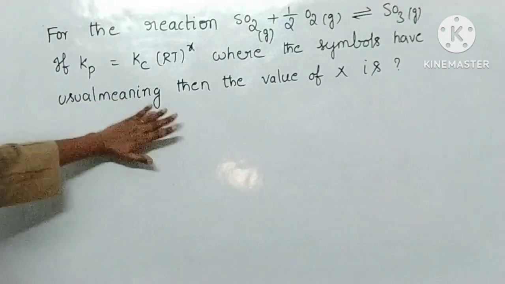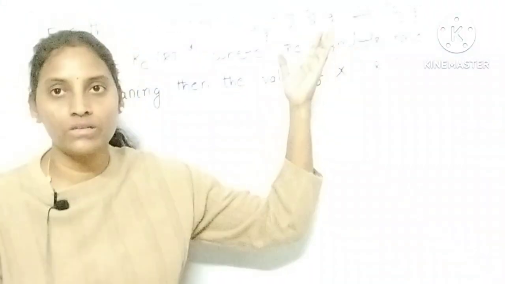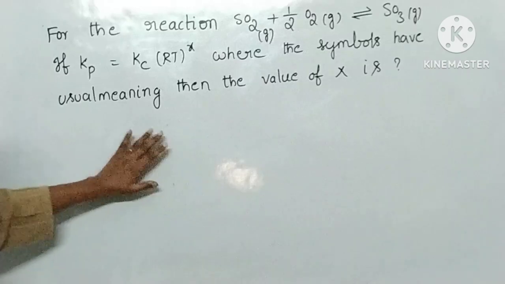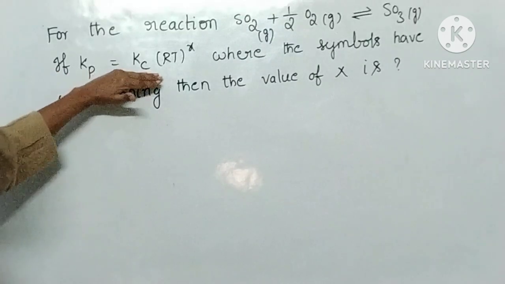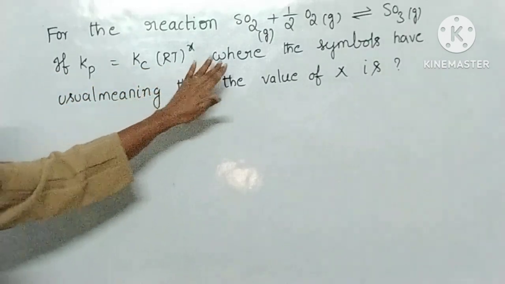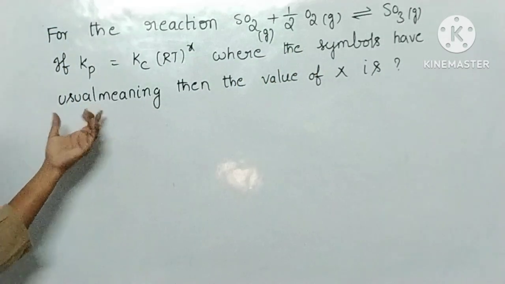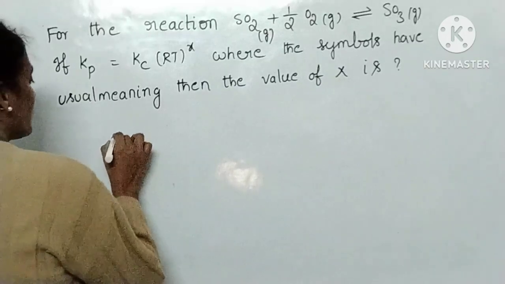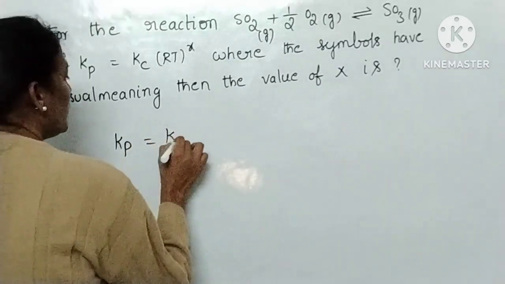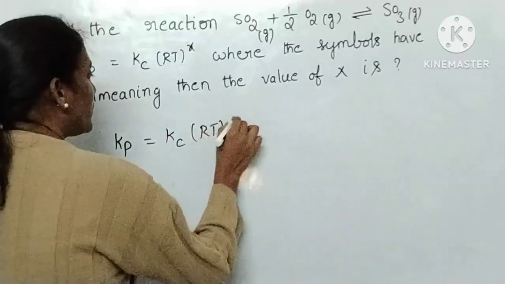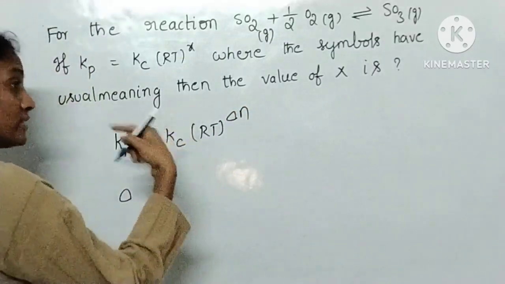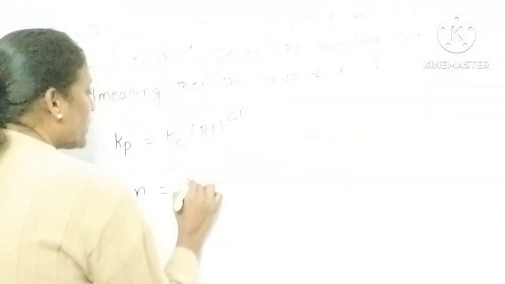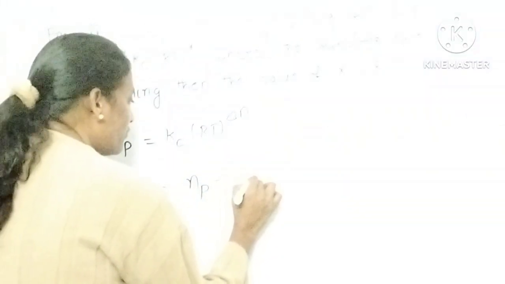Here in this question, for the reaction SO2 gas reacts with half mole of oxygen to form SO3 gas. If Kp equals Kc into RT power X, where the symbols have the usual meaning, he is asking the value of X. That means Kp equals Kc into RT power delta N. Here X means delta N. Delta N equals number of moles of products minus number of moles of reactants.